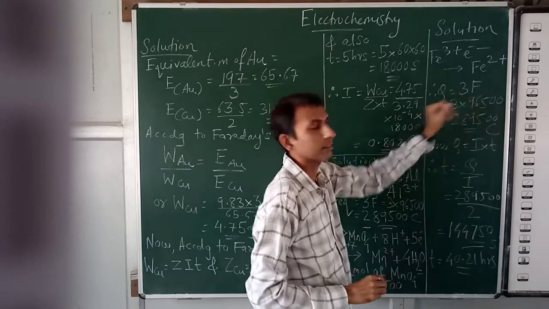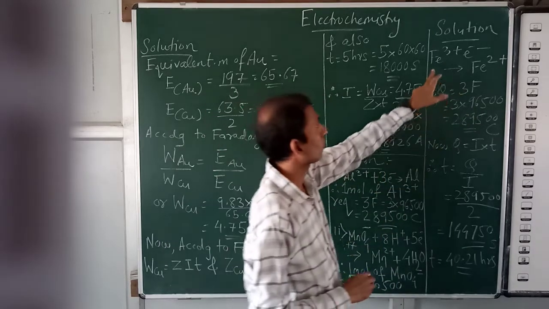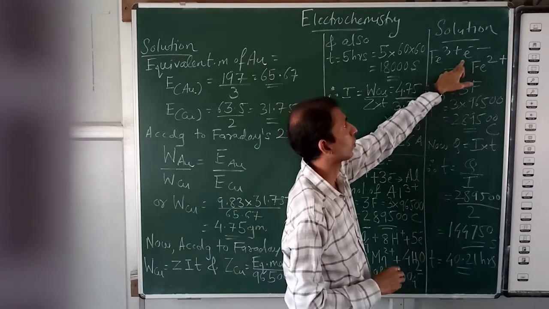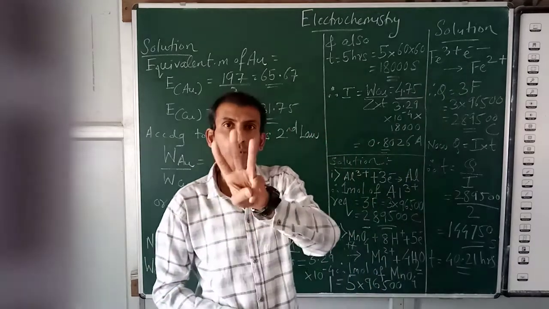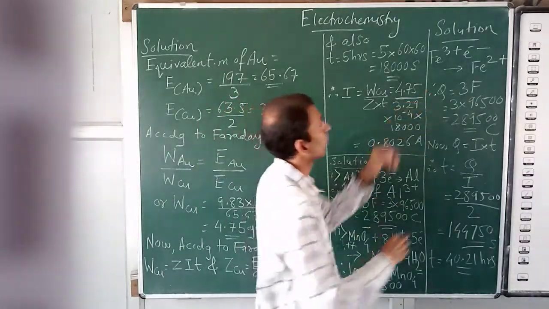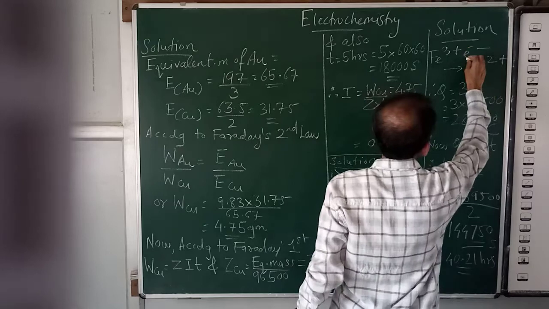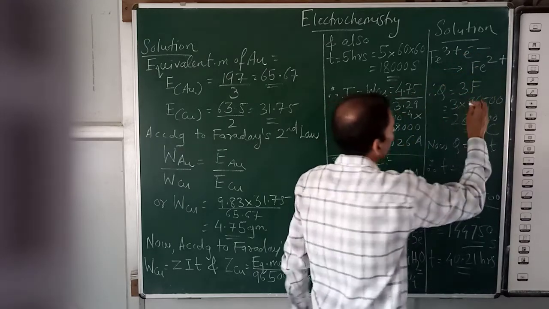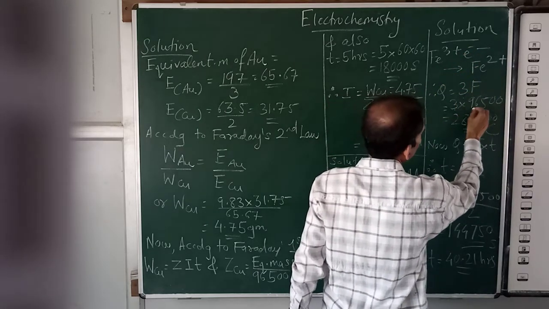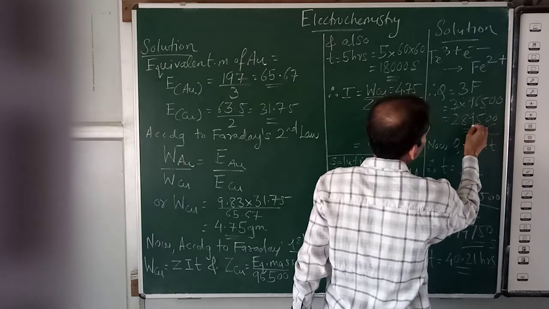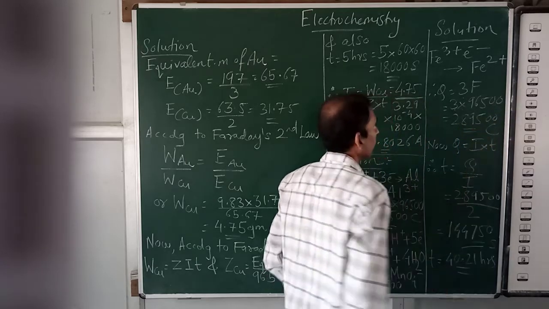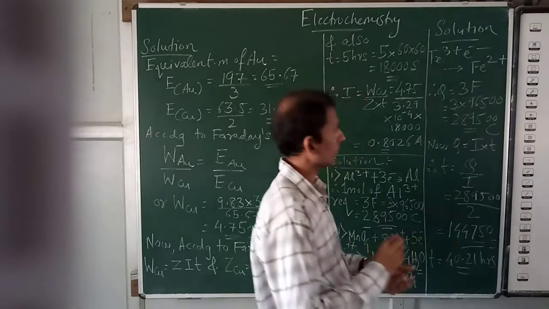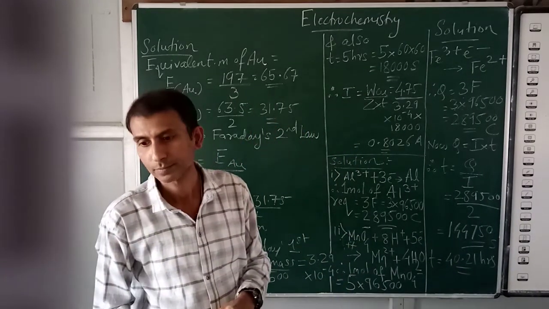How did we get 3 here? Because for 1 mole of Fe3+, 1 electron is required. In the question they have asked 3 moles of Fe3+. 3 moles means how many electrons will be required? 3. So write down 3 into F, 3 into 96500. 289500 is your final answer.